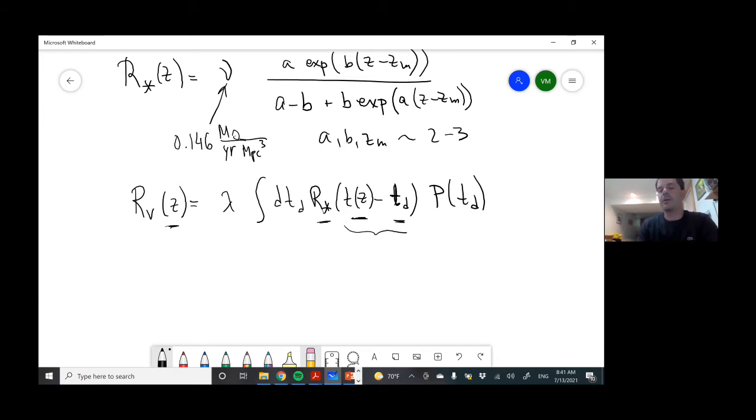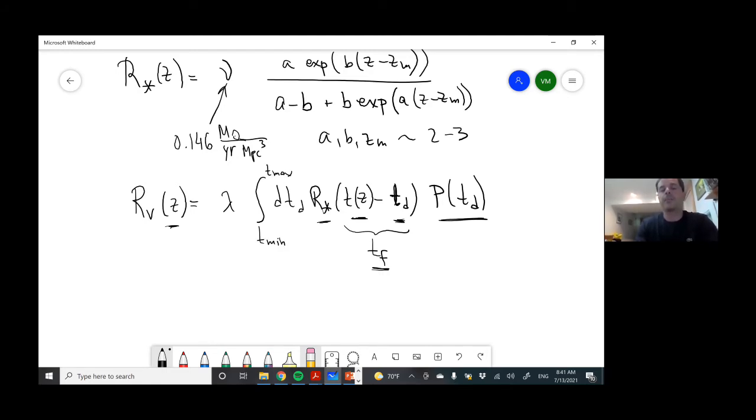So this here is the time at formation, which is the time at merger, t of z, minus the delay time. So that gives me the formation time of the binary. I calculate the star formation rate at that time. And then since I don't know what this TD is, I try to marginalize over it, to average over it, basically, assuming some probability distribution for the time delay. And this integral goes from some minimum to some maximum time.